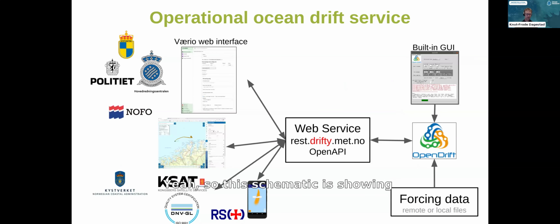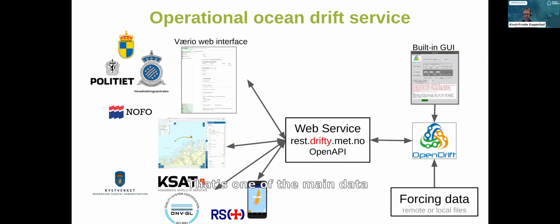So this schematic is showing how the service works. Starting at the right, you see again the OpenDrift tool, which is open source Python that anyone can download and use. It doesn't itself contain any forcing data, which is typically currents and winds or waves. But at the lower right, you can see that you need to ingest forcing data that can be either local files that you have or remote data. And this is where Copernicus comes in.